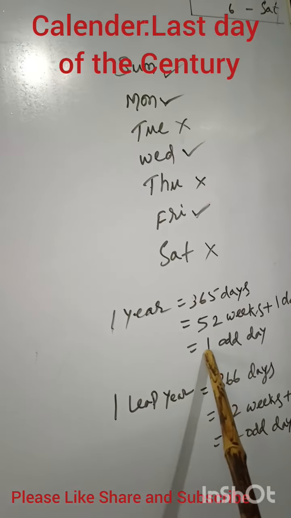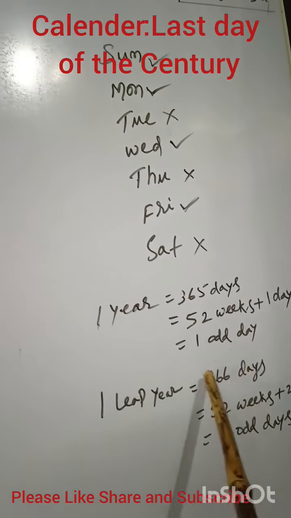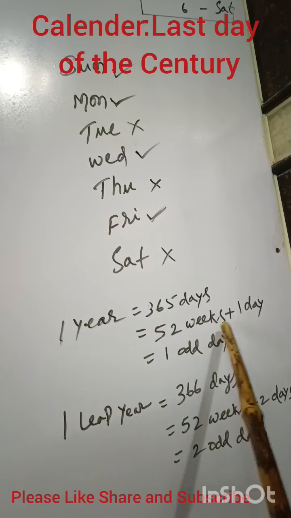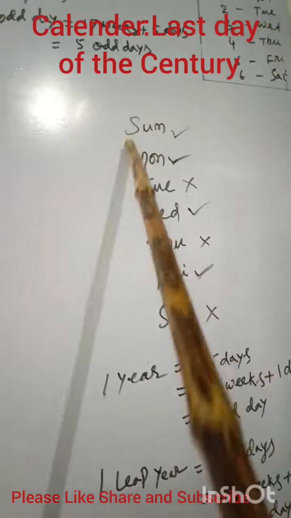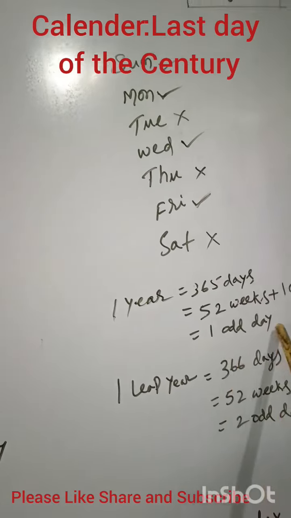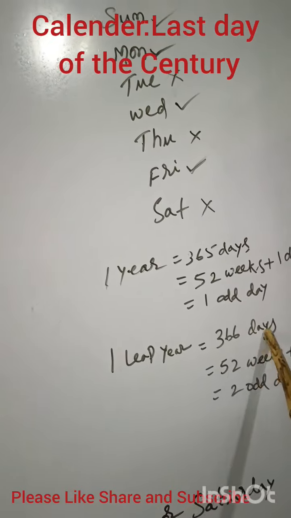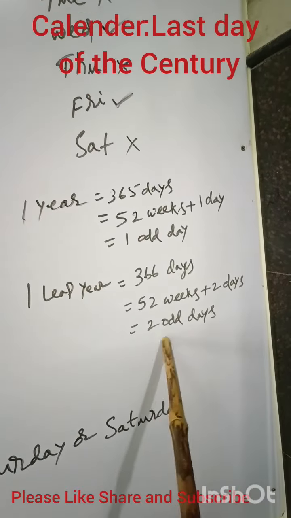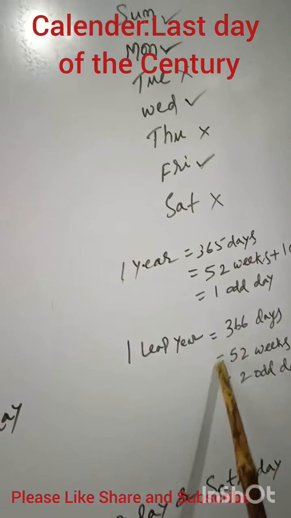In the same way, 1 day is 1 odd day. This is called an odd day: the extra days more than even weeks. Whatever leftover days less than 7 are called odd days. So in 1 normal year, you will have 1 odd day. In the same way, a leap year has 366 days, which is 52 weeks plus 2 days, that is 2 odd days. You remember this, then you can go for this.